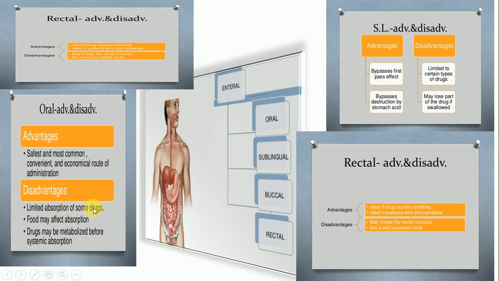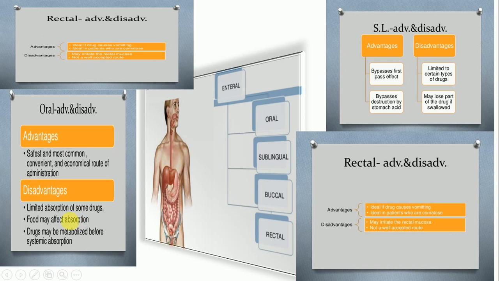For example, for basic drugs that completely ionize, if you take them orally, they will completely ionize when they reach the stomach, and there will be no absorption. So pH is one of the limitations for the absorption of some drugs. And also food may affect absorption. There are some drugs that, if we take them with food, will be absorbed faster, and there are some drugs that, if you take with food, the absorption will be inhibited.